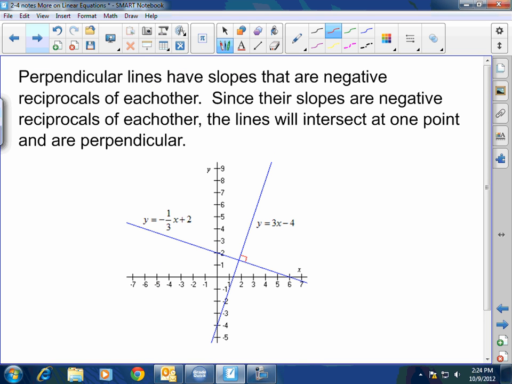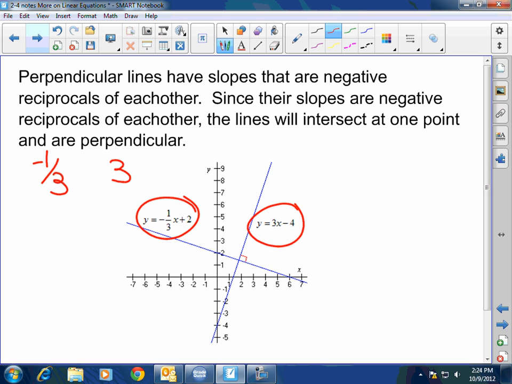Perpendicular lines have slopes that are negative reciprocals of each other. Since their slopes are negative reciprocals of each other, the lines will intersect at one point and they are perpendicular. Where the lines intersect, you have that little box. You know that box is a 90-degree angle. The slope for this one is negative 1/3. The slope for this one is 3.